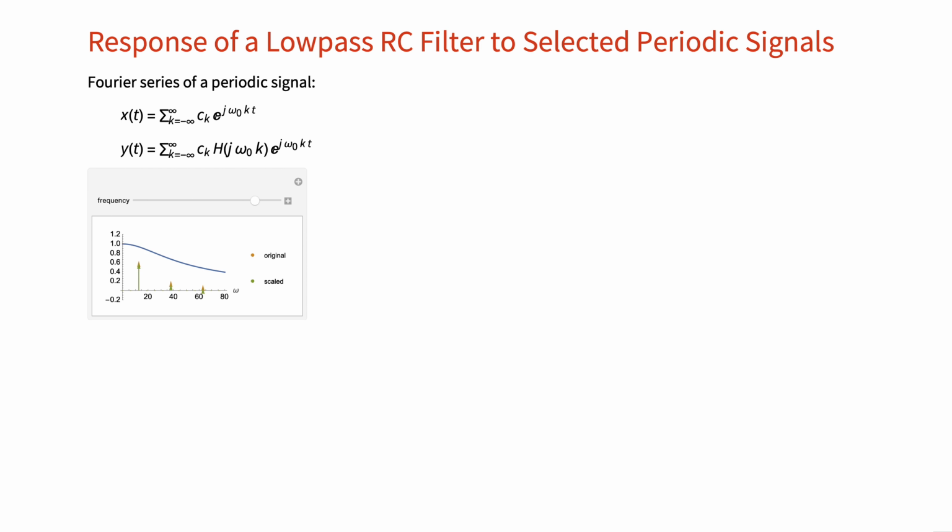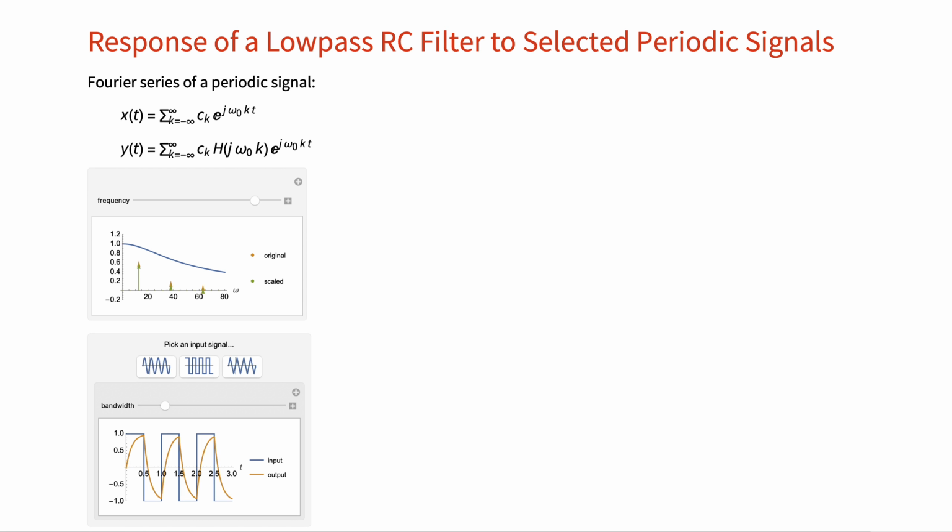And if you apply a simple RC filter on a square wave signal, for example, and if you look at the plot of the input signal and the output signal together, as shown here, you can see that as the bandwidth of the filter is increased, the output signal increasingly looks more like the input signal.